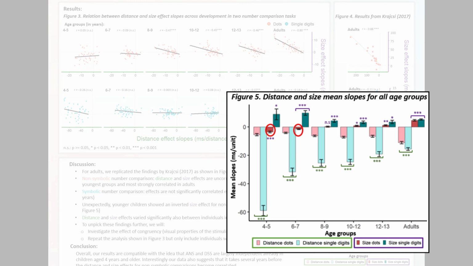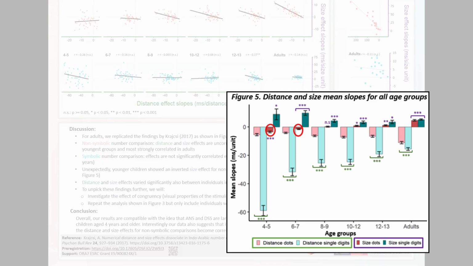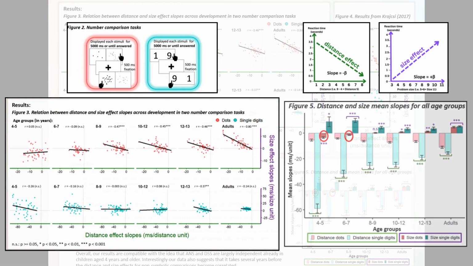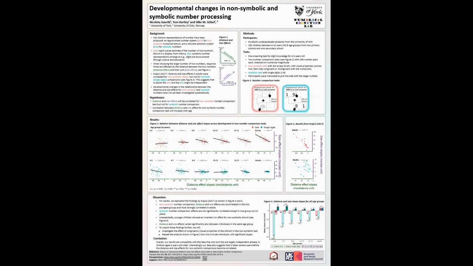To further unpick these findings, we will repeat the main analysis only with the significant slopes, accounting for the individual differences in showing the distance and size effects, and investigate other stimuli-related confounds in the dots task. Overall, our results are compatible with the idea that ANS and DSS are largely independent already in children aged 4, and are suggesting that it takes several years before the distance and size effects become correlated in the dots comparison task. Thank you for listening.